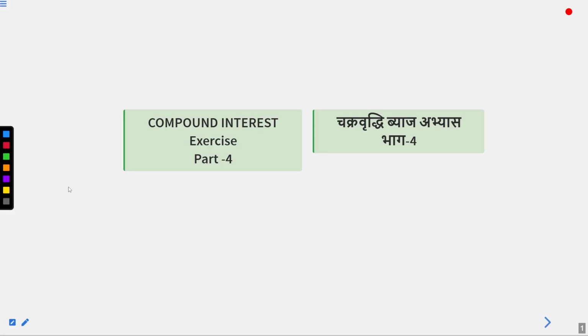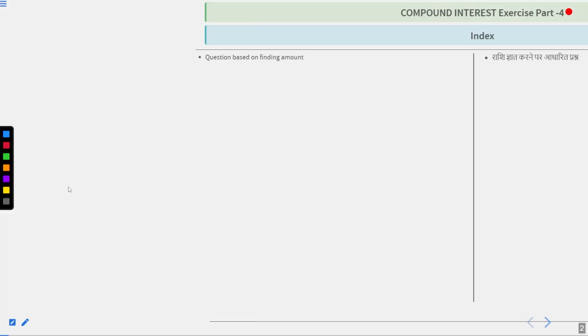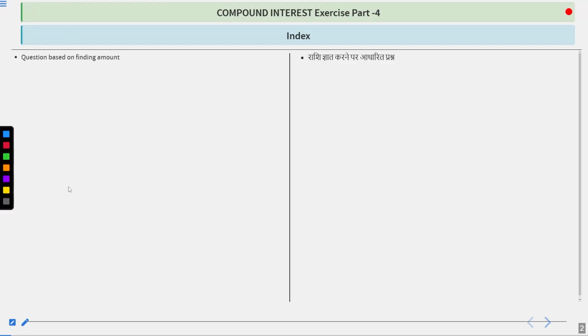Hello everyone, we are going to start compound interest exercise part 4. In this exercise we are going to do questions based on finding amount and questions based on finding compound interest.